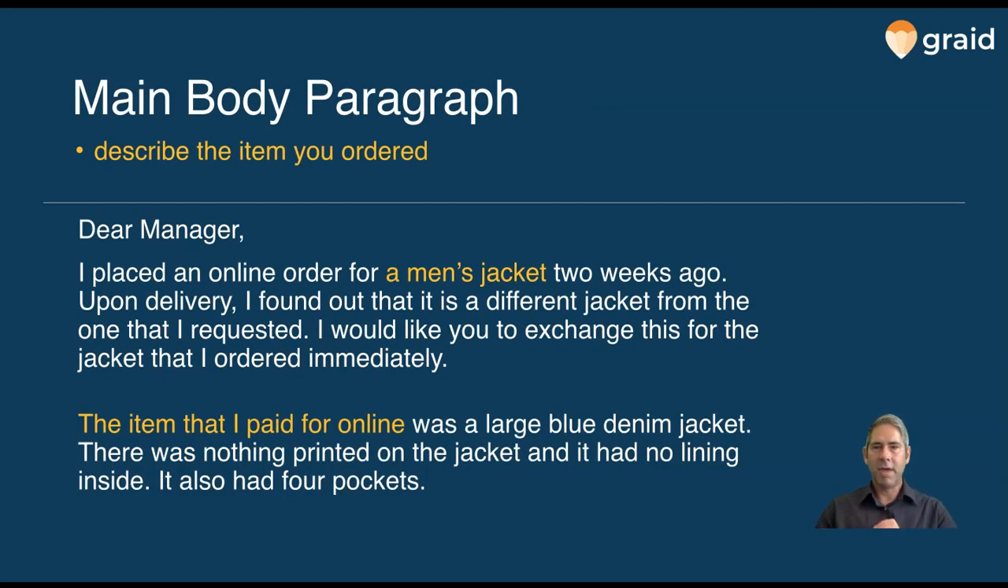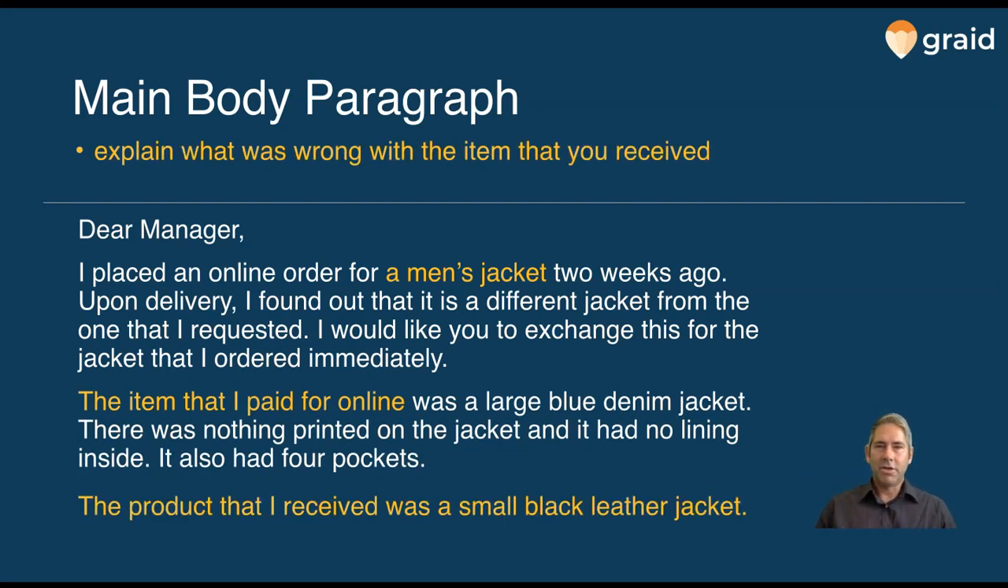Here is an example of a main body paragraph. So again, one bullet point is one main body paragraph. But what I need to do is I need to add in more details. So I'm going to paraphrase a man's jacket to the item that I paid for online. Then I get into the details. It was a large blue denim jacket. There was nothing printed on the jacket and it had no lining inside. It had 4 pockets. So what I suggest here is use something from your own imagination. Maybe you have your own jacket or item of clothing that you could describe.